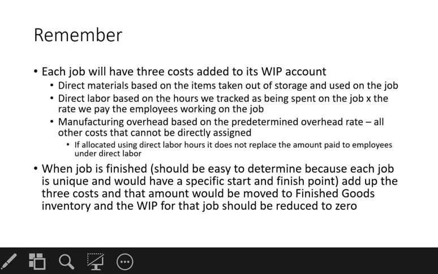So remember, every job will have 3 costs added to its work in process. You're never done with a job, okay, until the direct materials have been added and you've identified the direct materials that were used on that job, as the direct labor based on the hours were spent on the job, okay, and we've calculated that cost, and we have used the predetermined overhead rate to assign the overhead, okay.